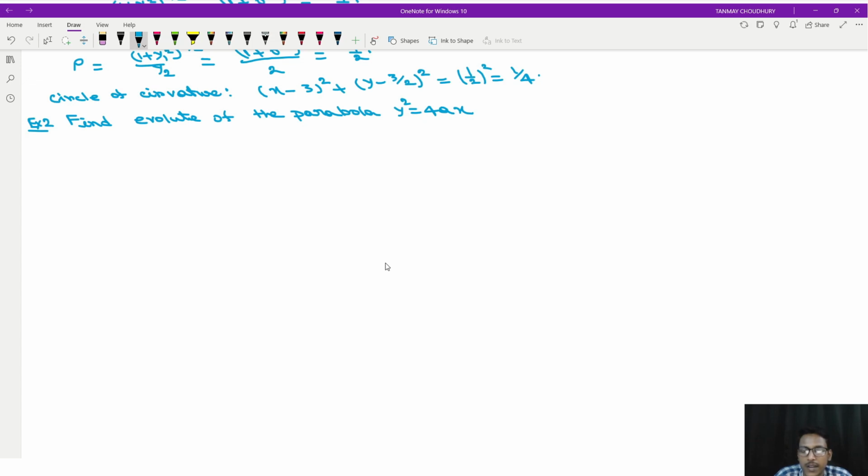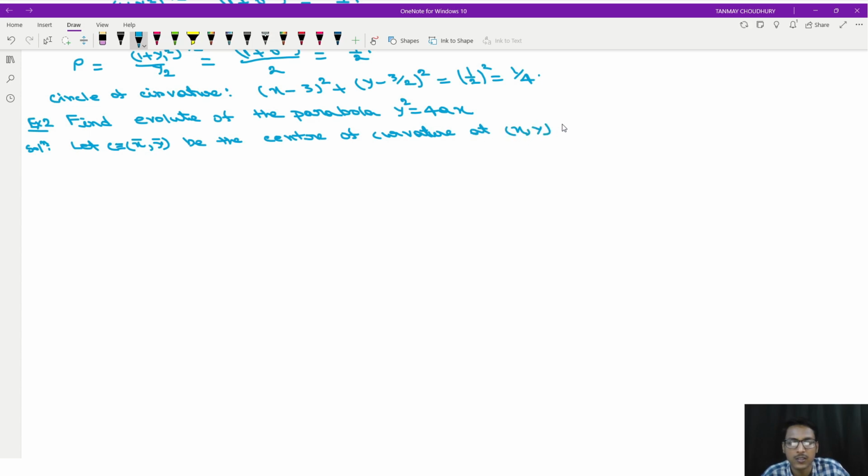So for that purpose, we will first find the coordinates of the center of curvature at an arbitrary point (x, y) on the given curve. Let x bar, y bar be the center of curvature at (x, y) on the curve y square is equal to 4x, which is nothing but a parabola.